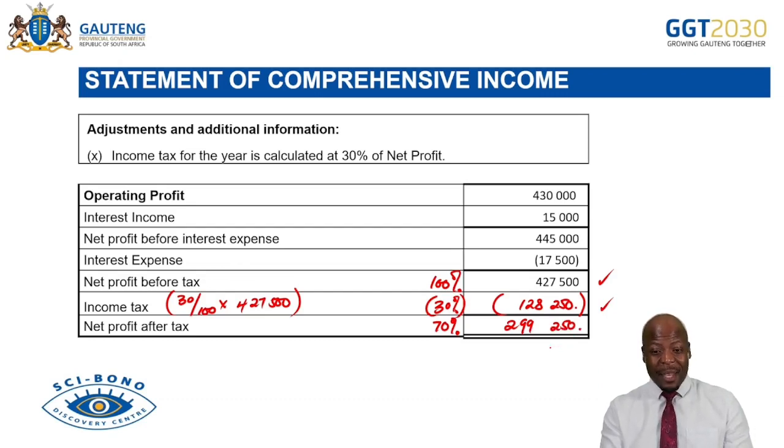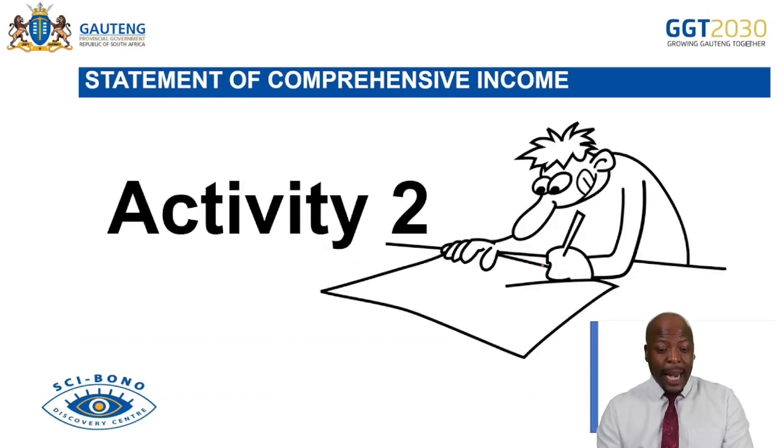I think we've done this particular activity very well. Now we're going to do activity 2. Here is our activity 2, but we're just going to take a quick 5-minute break, exactly 5 minutes. I'll be back, and then we're going to continue with activity 2. All right, see you in the next 5 minutes.